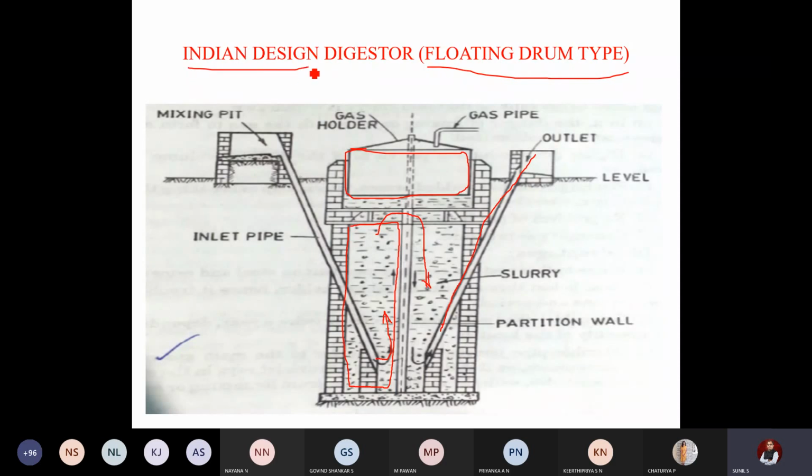The name Indian design is given because it was first designed and popularly used in our country, designed by our people. And the word floating drum is used because the drum is a separate component from the digester. You can see this is all brick construction. This will be the digester part. At the top, there is a separate metal drum placed. So it is called floating drum type digester.